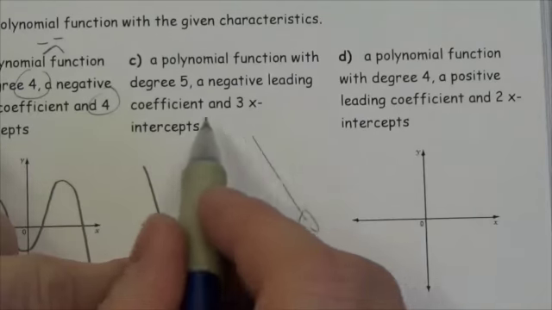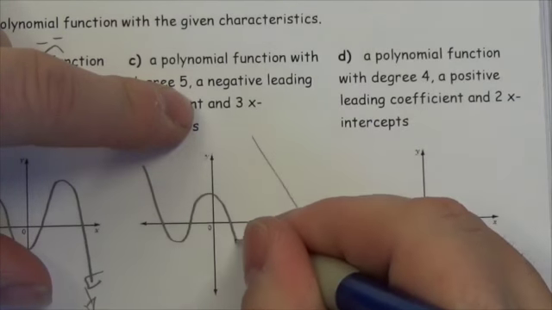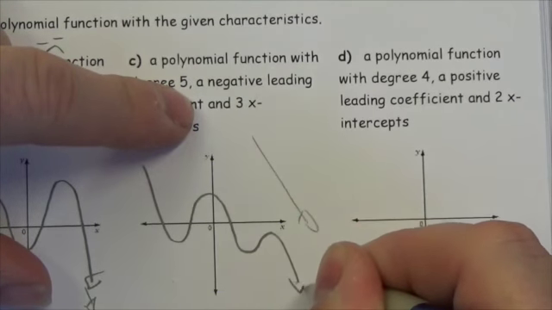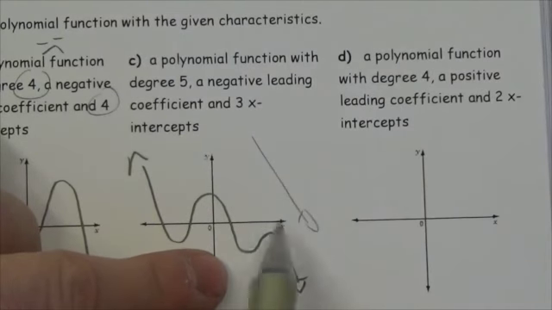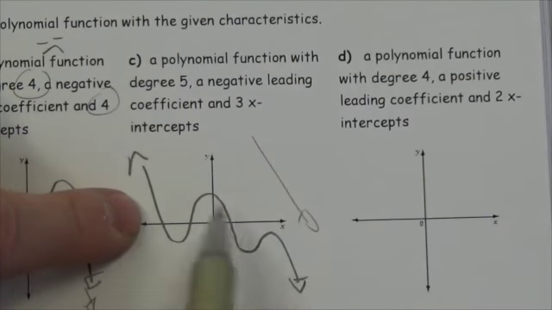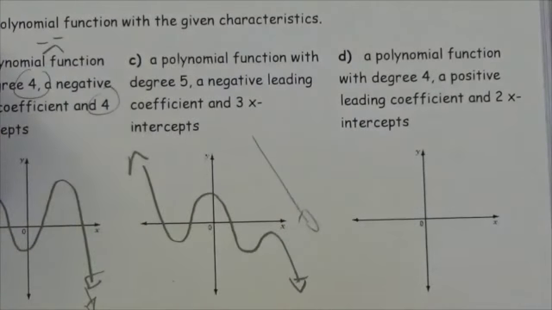However, notice that I know that this thing is supposed to end in the 4th quadrant. I'm already in the 4th quadrant, so I'm actually just going to do this. I will create another wiggle, but I won't let it go through the x-axis, and so now I keep my 3 x-intercepts. It's a 5th degree with a negative leading coefficient.